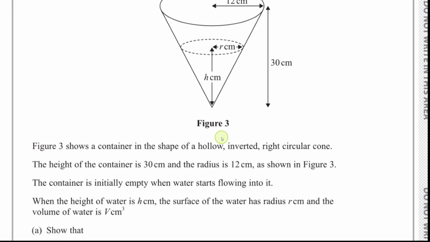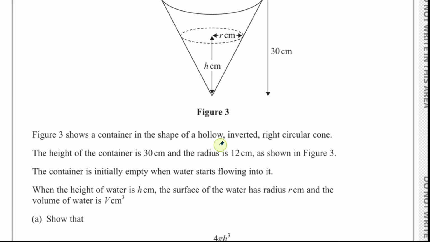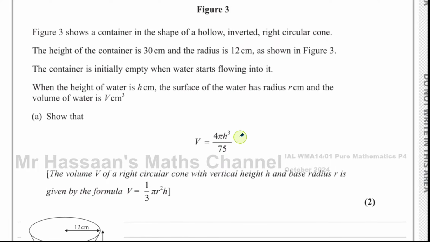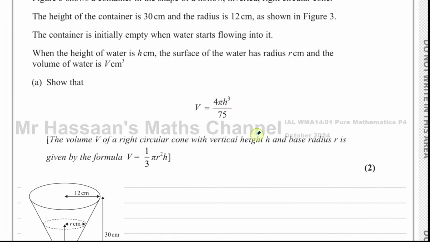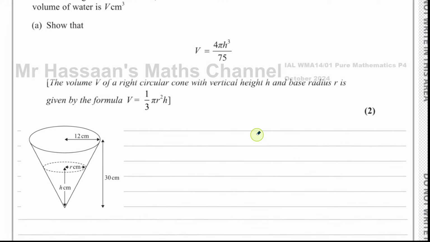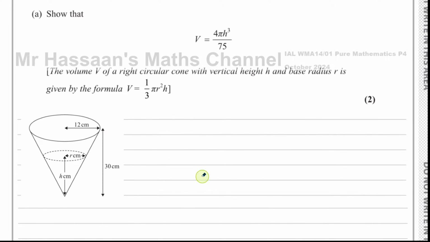When the height of the water is h centimeters, the surface of the water has a radius r centimeters, and the volume of the water is V centimeters cubed. So this is like the water going into the container, and when the height is h, the radius is r centimeters, and the volume of water is V centimeters cubed. So the V stands for the volume of the water as it fills up the container. So we've got to show that V is equal to 4 pi h cubed over 75. That's what we've got to show.